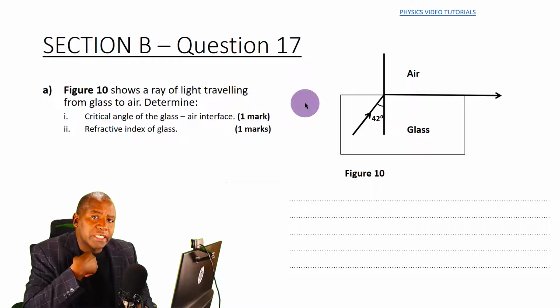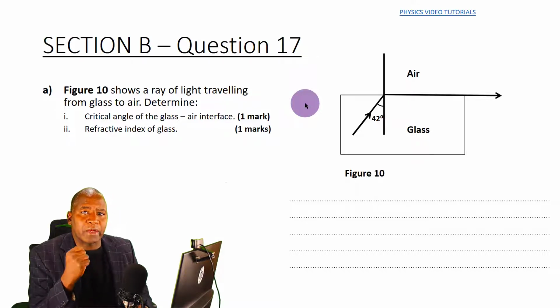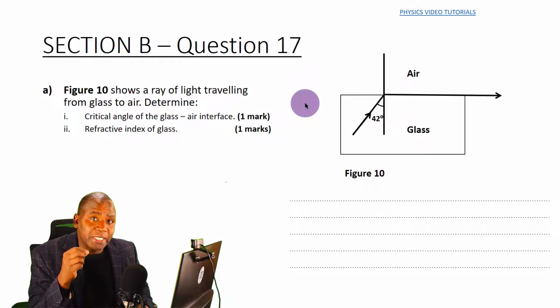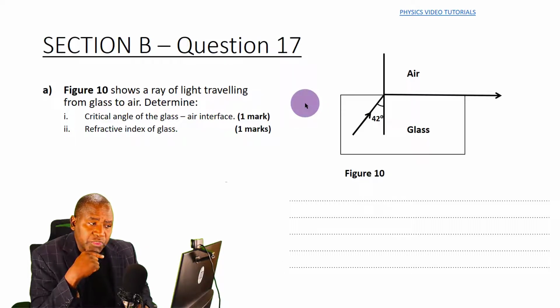Critical angle. What is critical angle? And when do we talk about critical angle? We talk about critical angle when the ray is moving from an optically denser medium into an optically less dense medium. For example, in this case, you can see that the ray is moving from glass, which is optically denser compared to air. So it's moving from a material with a higher optical density to a material with lower optical density. So you expect the angle of refraction in air to be greater than the angle of incidence in glass.